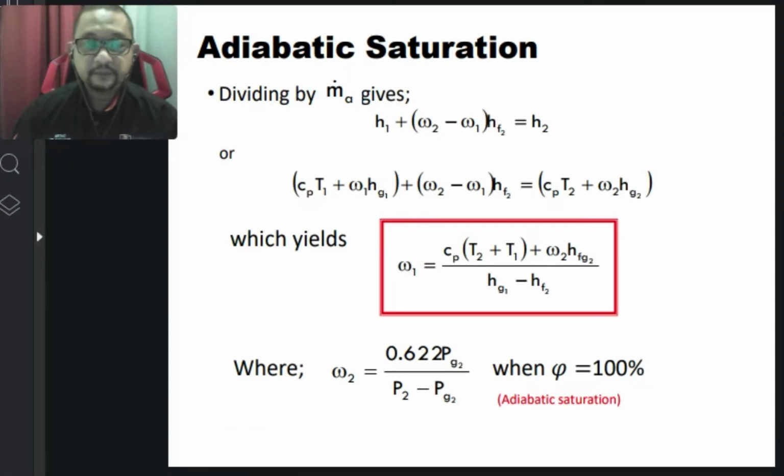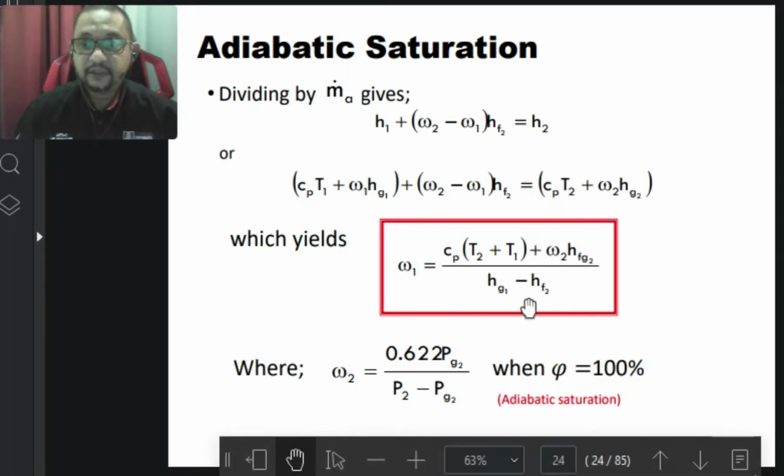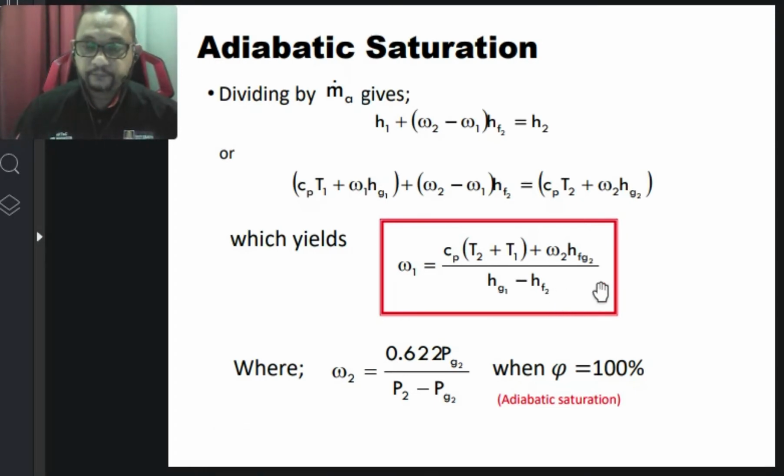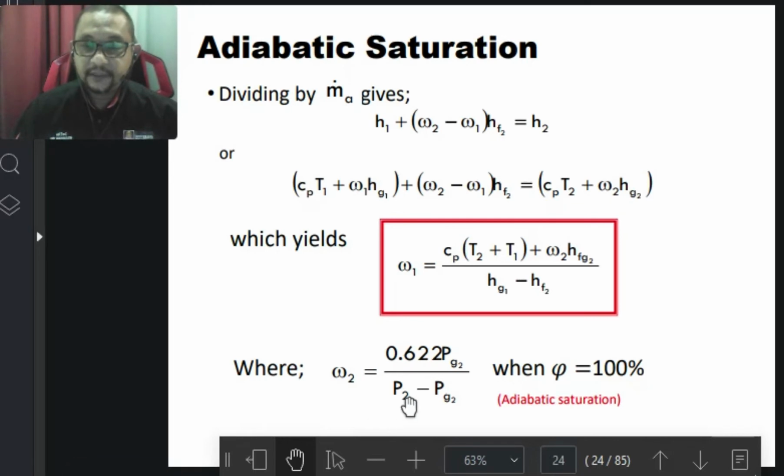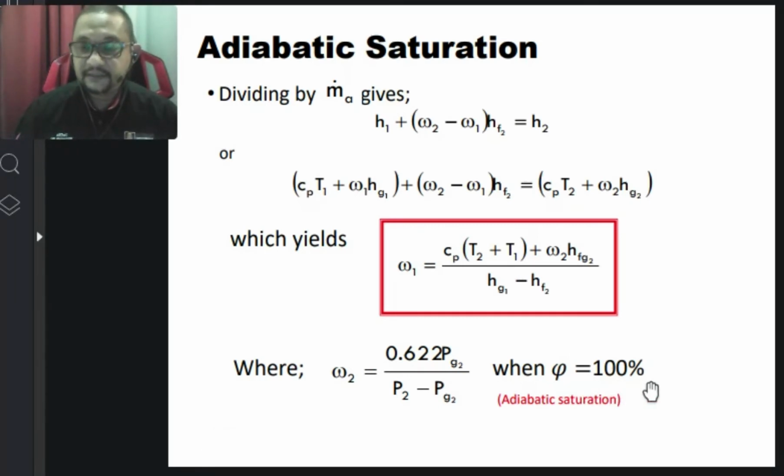So by dividing these equations by m dot a, lastly the equation becomes omega 1 equals Cp (T2 plus T1) plus omega 2 times HFG2 over HG1 minus HF2, where omega 2 has been defined in the previous lecture, where phi equals 100%. That means adiabatic saturation.